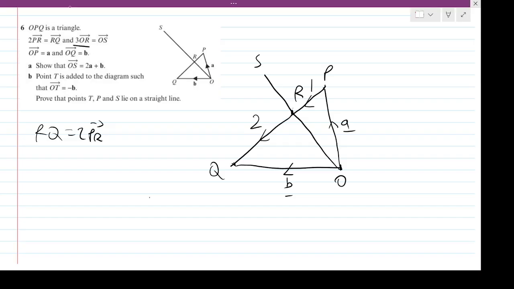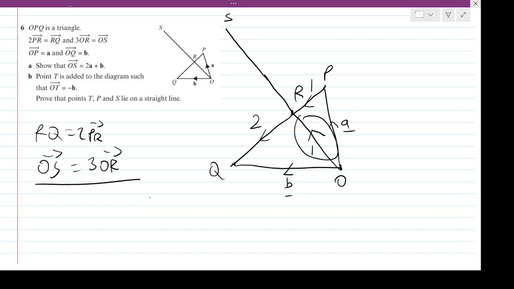We're also told that three lots of OR is OS. So in other words, OS is going to be three lots of O to R. So the vector O to R is there. So that's going to be one part. If I extend this line, there we are at S. So O to S is three lots of OR. If O to R is one part, then it's firstly going to go from O to R, which is already one part, then it'll be two more parts to get from R to S, right? So overall, O to S is going to be three lots of O to R. Hopefully you can see that, right?